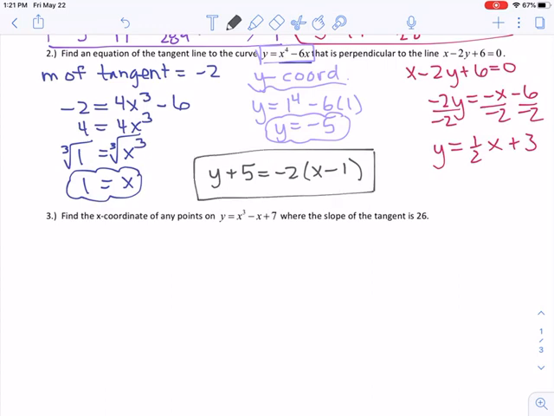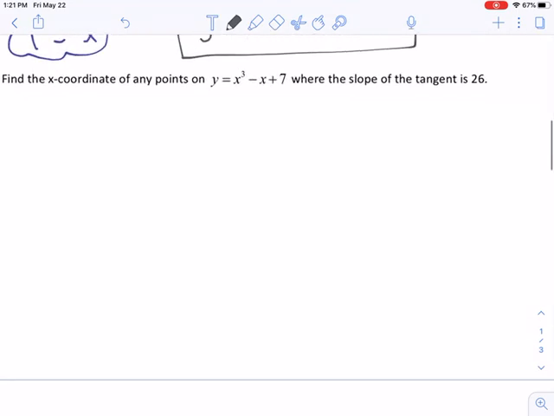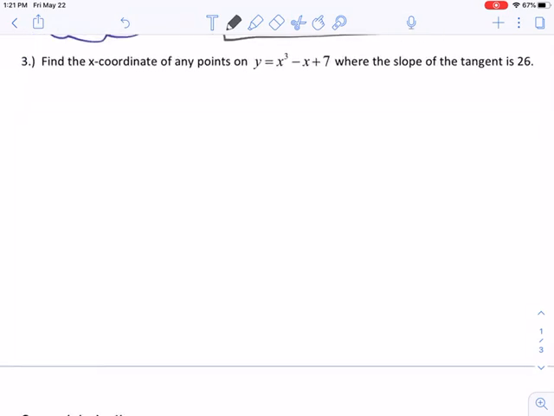Let's do one more with this idea of my tangents. For question number 3 now, we want to find the x-coordinate of any point on the curve y equals x to the third minus x plus 7, where the slope of the tangent is 26. So let's go ahead and find the derivative, because I know that the derivative gives me the slope of my tangent. So I'm going to find the derivative of y with respect to x. That's going to be equal to 3x squared minus 1.